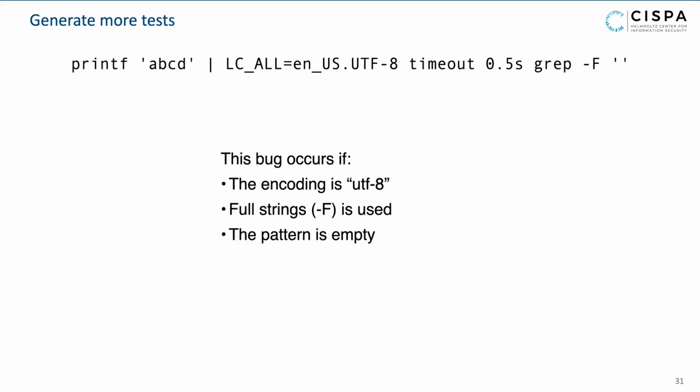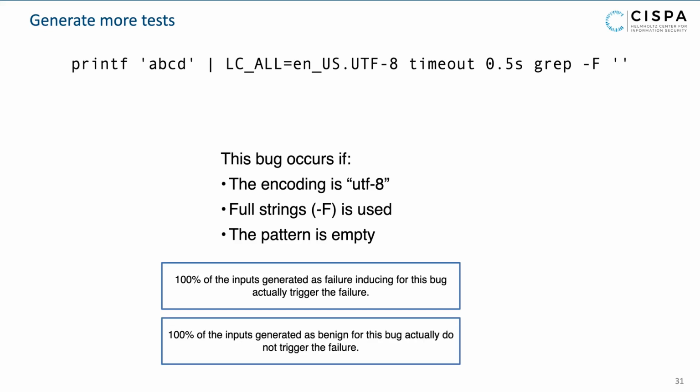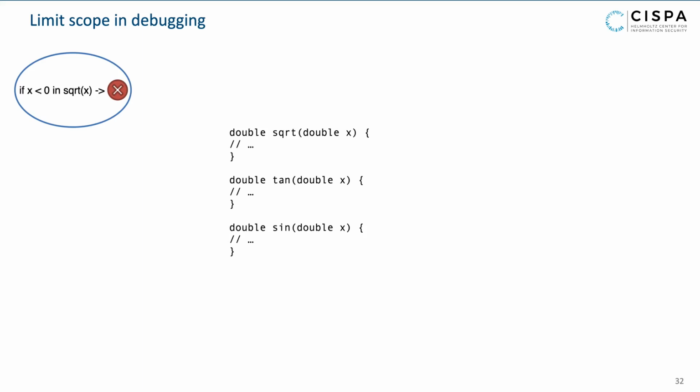In quite a few cases, we even got a perfect result. In this bug, grep freezes when the encoding is UTF-8, the full string option -f is used, and the pattern is empty. The last condition is not a feature in the original grammar, but our grammar rewrite introduces the empty pattern as an alternative, and therefore as an existence feature, which allows Alhazen to achieve 100% accuracy for bug triggering and benign inputs.